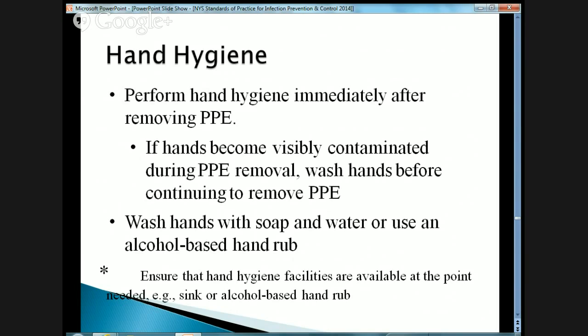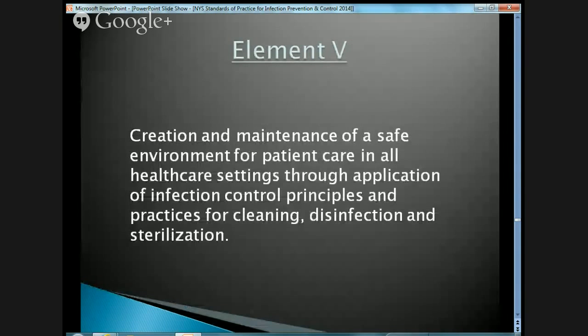Hand hygiene. Please, again, hand hygiene is very important, and it is a way of containing our infections.